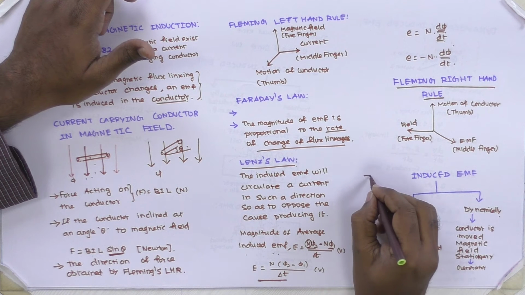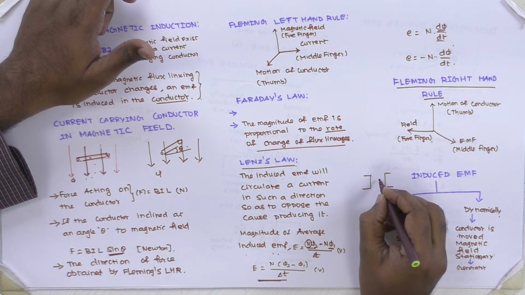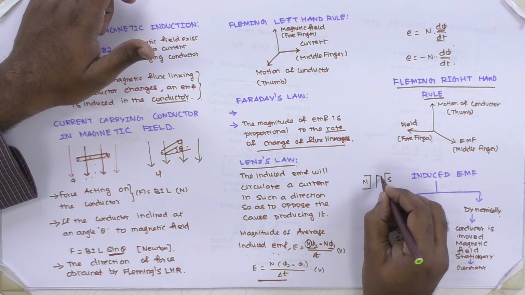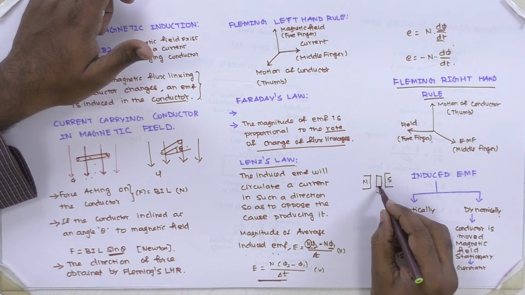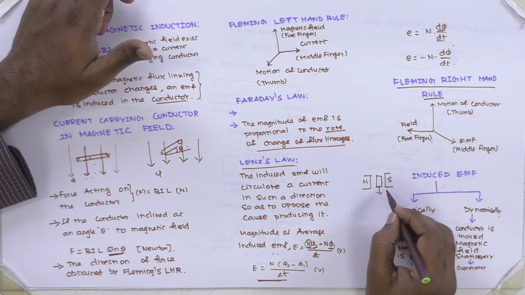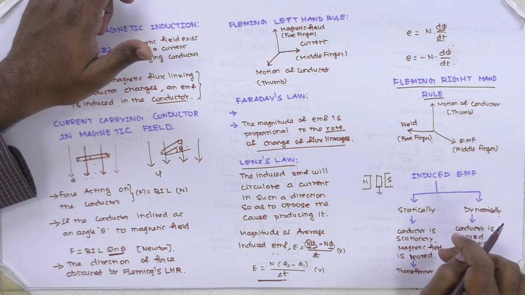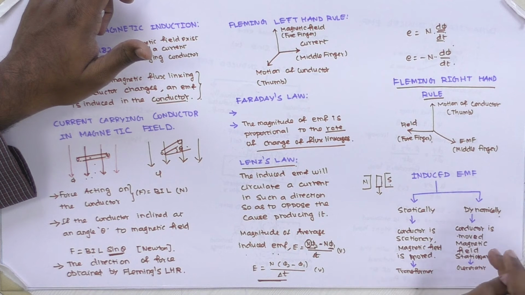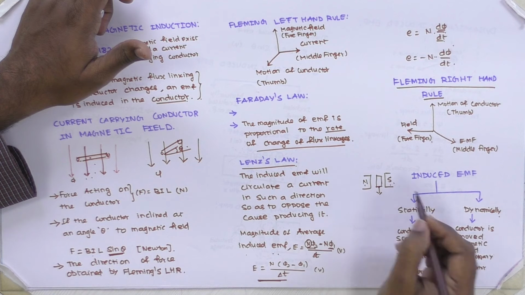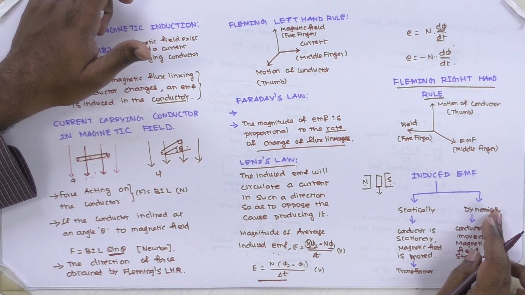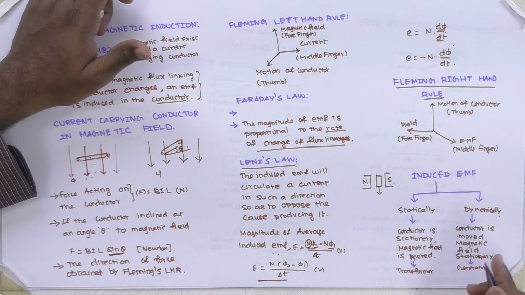If this is the magnet, with north pole and south pole, assume this is the conductor. If the conductor is stationary and the magnetic field is moved, then this is the statically induced EMF. In the case of dynamically induced EMF, the conductor is moved and the magnetic field is stationary. This is called dynamically induced EMF. The example for statically induced EMF is the transformer, and the example for dynamically induced EMF is the generator.